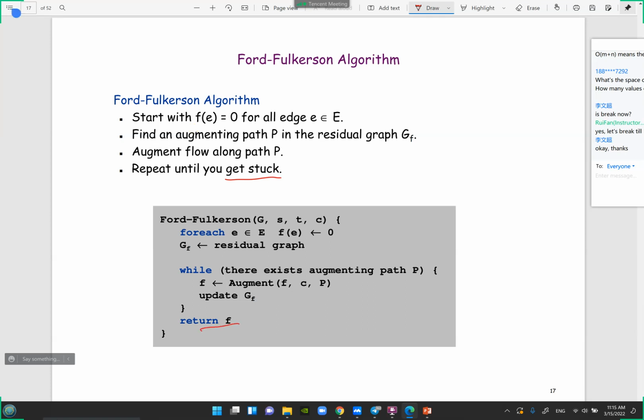And then we'll prove later that when you get stuck, when you cannot find any more augmenting paths, then the flow that you have is guaranteed to be the maximum possible flow. We're going to prove that this is true.